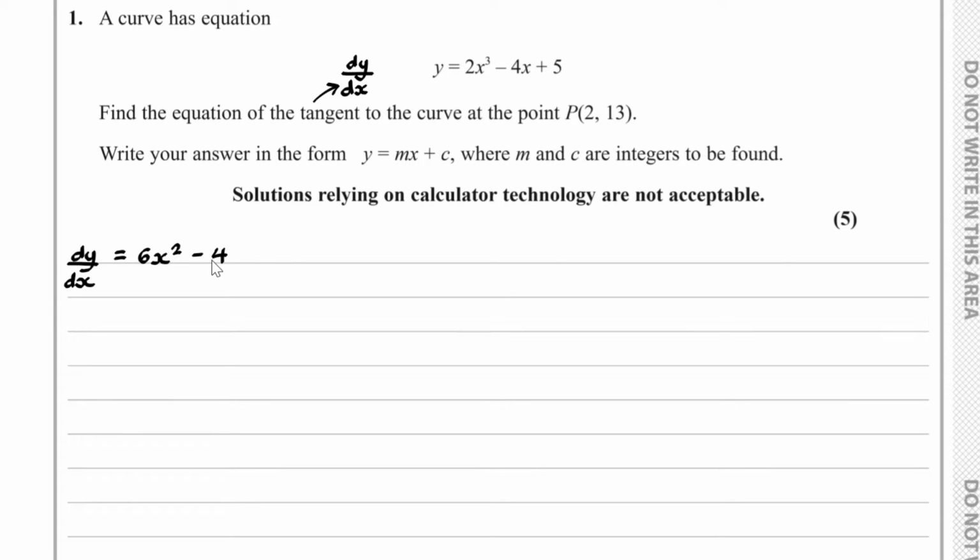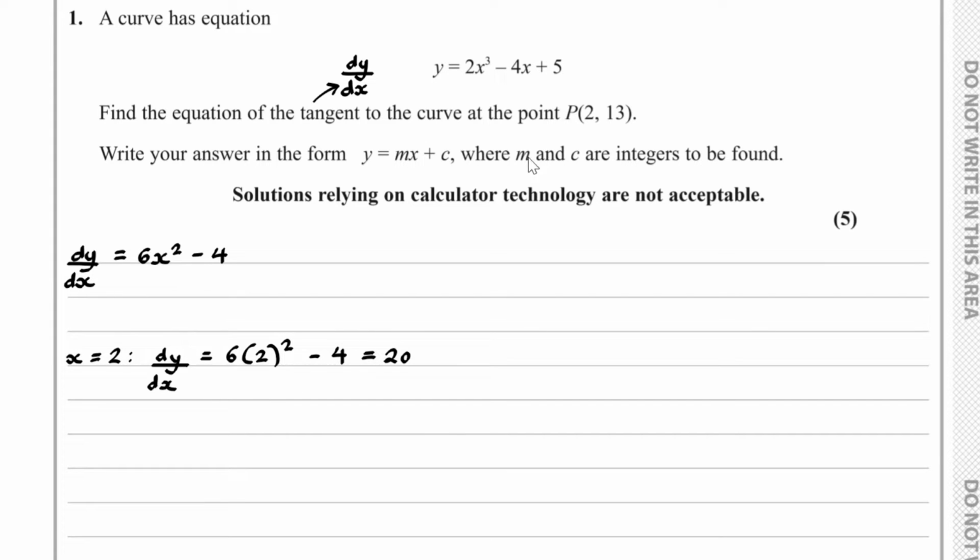And we can now find the gradient of the tangent by substituting x equals 2 into this gradient function. So when x is equal to 2, dy over dx is equal to 6 lots of 2 squared minus 4, which is 20. So the gradient of the tangent is 20.